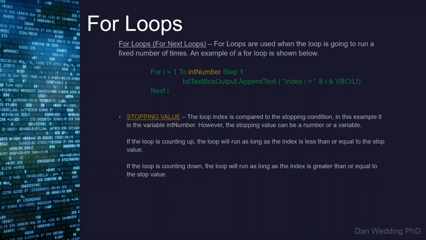The loop index is compared to the stopping condition. In this example, it is a variable int number. However, the stopping condition can be a number or a variable. If the loop is counting up, the loop will run as long as the index is less than or equal to the stop value. If the loop is counting down, the loop will run as long as the index is greater than or equal to the stop value.